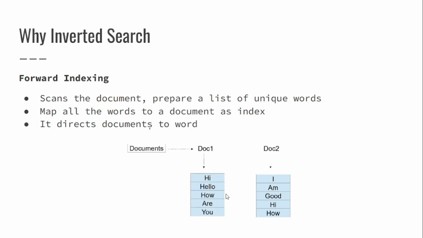If we want to search for the word good, first we have to come to document 1. We have to check all the words which are mapped in document 1. Then we will go to document 2. Then at the final traversal, we can get the word good.